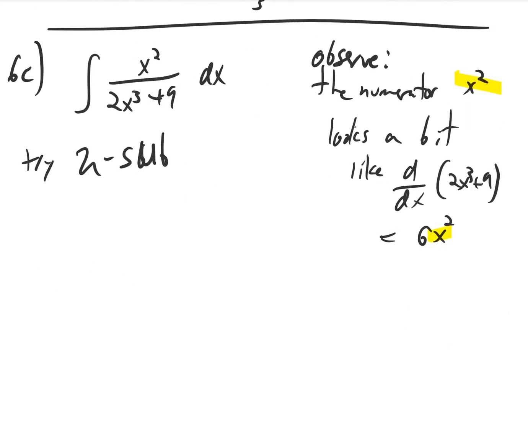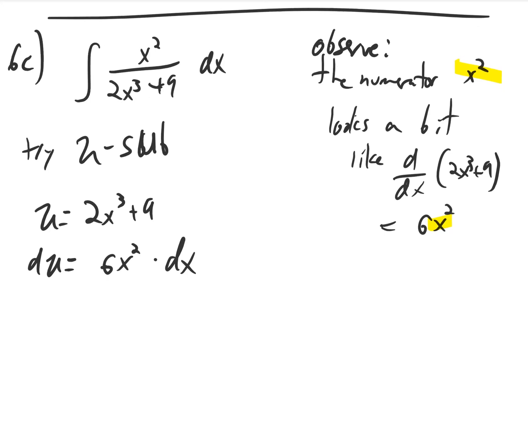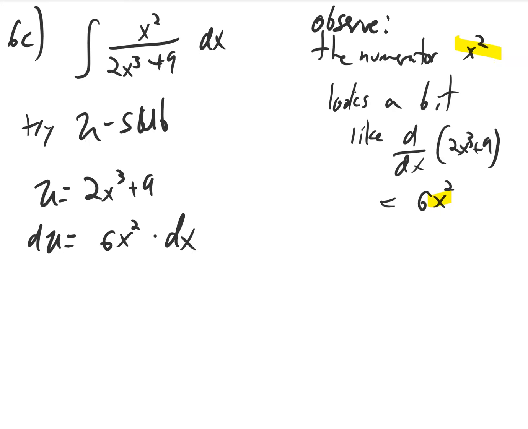All right, so let's try u is 2x cubed plus 9. Then the du would be the derivative of this, so 6x squared, but then dx. And now we can try to rewrite our integral with u's instead of x's and hope it becomes easier. So our integral becomes the integral of x squared over u.